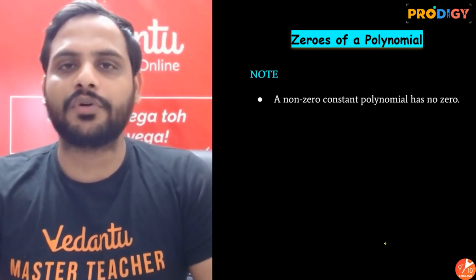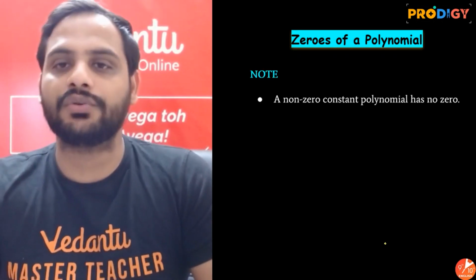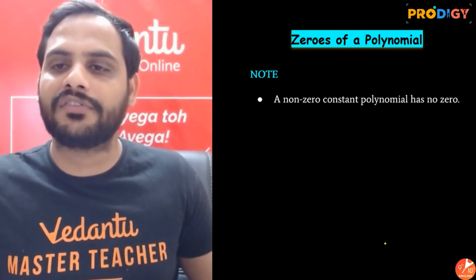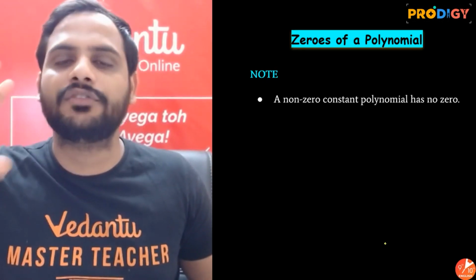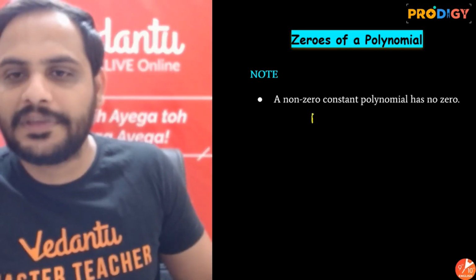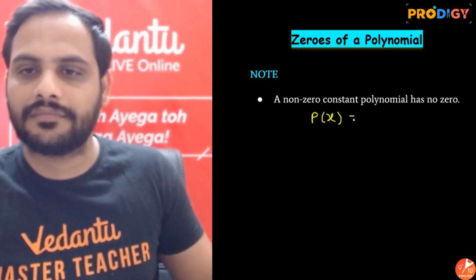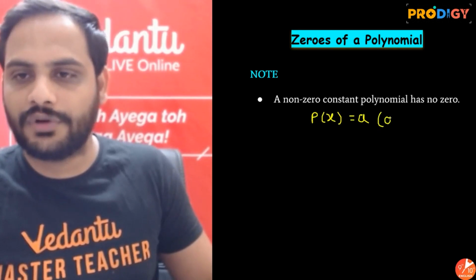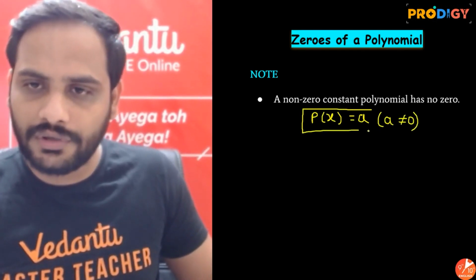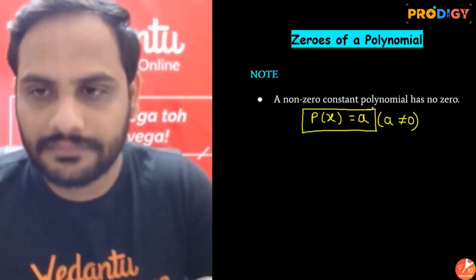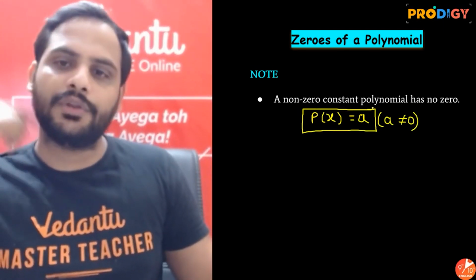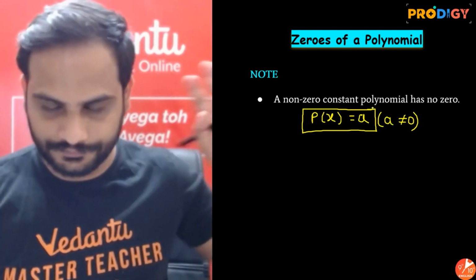Let's take some good points related to the zeros of a polynomial. First thing, a non-zero constant polynomial has no zeros. A non-zero constant polynomial, that means p(x) equal to a, where a is not equal to 0, has no zeros at all.